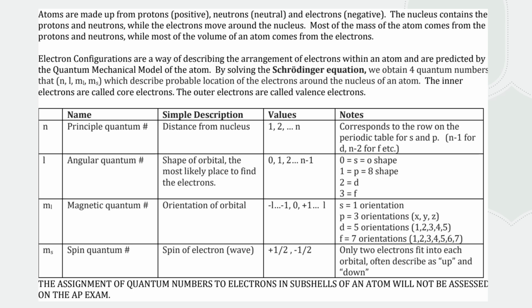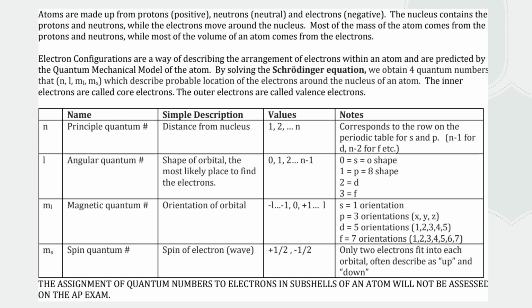Atoms are made up from protons, neutrons, and electrons. You should know that already. The nucleus contains protons and neutrons. Electrons move around the nucleus. Most of the mass comes from the protons and the neutrons, but the volume will come from the electrons. The electron configuration is a way of describing the arrangement of electrons within an atom, and it's predicted by using the quantum mechanical model of the atom.